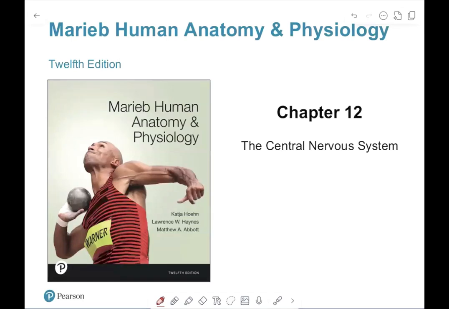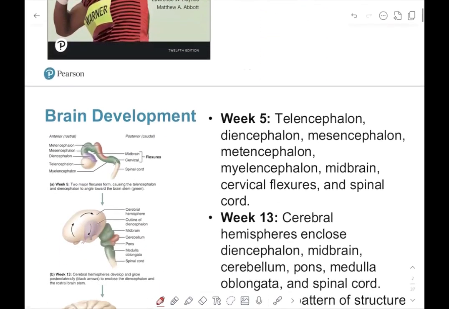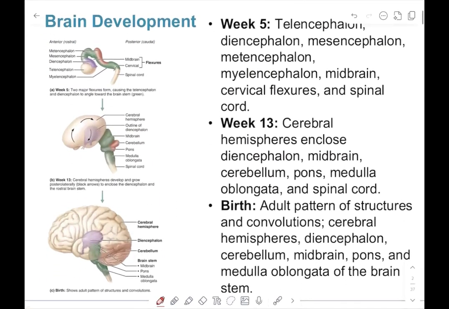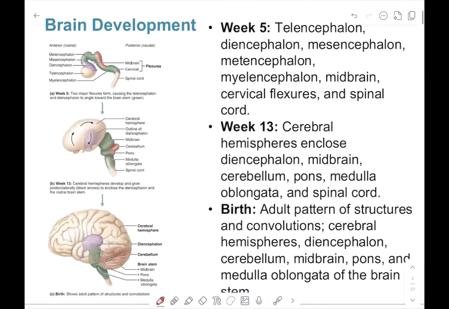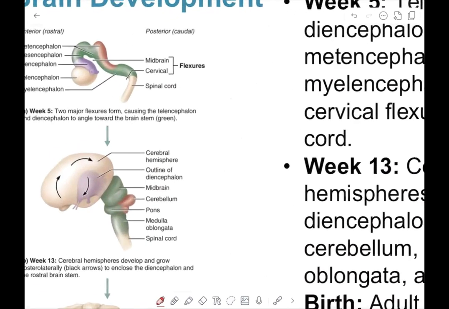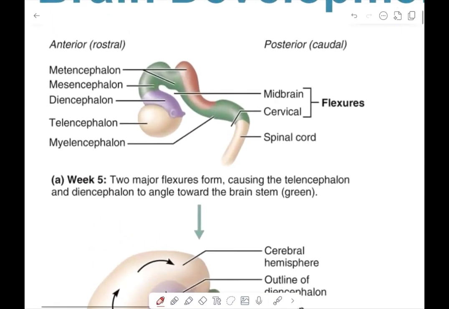In this video, we are going to talk about the central nervous system, which, remember, is the brain and the spinal cord. So we're going to begin with a short discussion of brain development. There's not a lot of words that you're going to be responsible for, but I thought it would be interesting if we looked at week 5, first of all, and you can see a lot of these encephalon words.